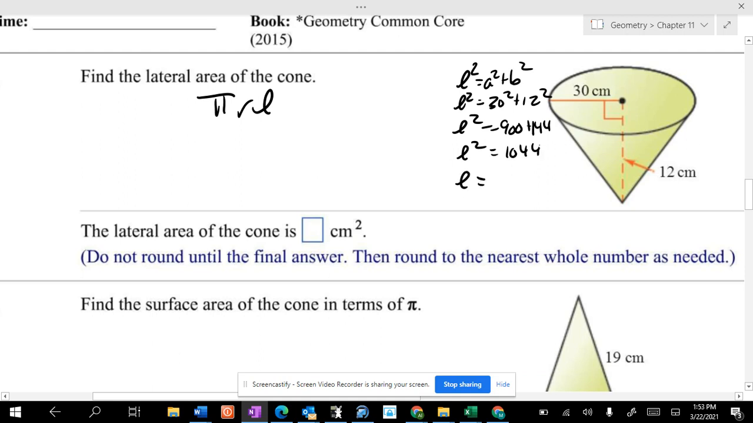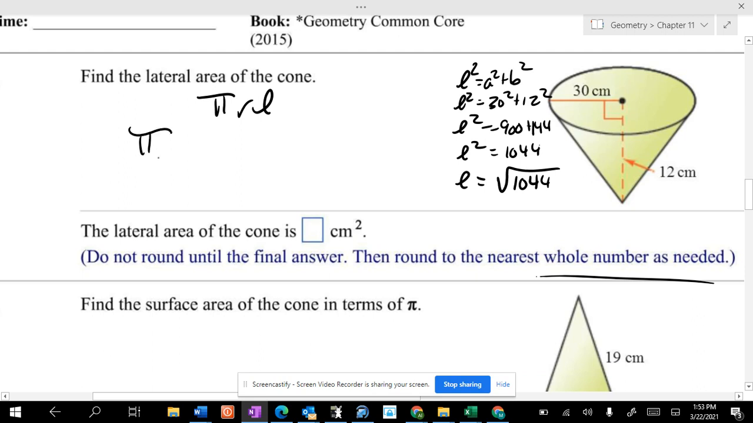Can we take the square root of 1044? Is that going to be a normal number? I bet not. No, it's not. Okay, so we'll just write it as the square root of 1044 for right now, because we're going to round that one to the nearest whole number.